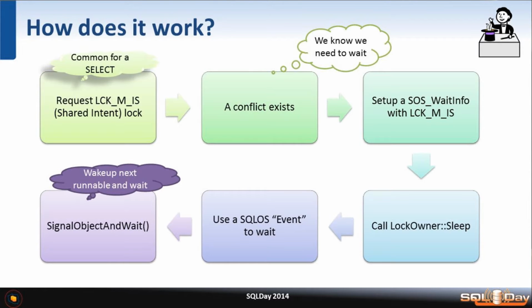In the code, if we detect there's a conflict in the lock manager, we know we need to wait until this resource becomes available. So here's how it works internally. We set up a class in the code called an SOS wait info structure. Not that you need to understand the details, but it's something we use commonly all across the engine because we rely on SQLOS to help us with this waiting system. And we pass into this class the wait type, LCK_M_S.